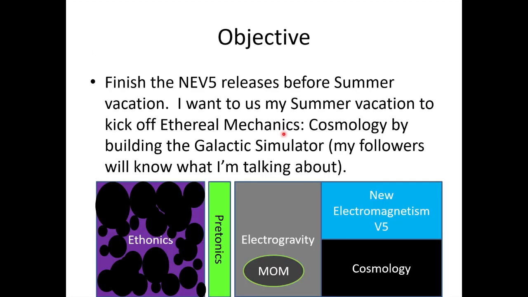The objective is I want to get all the New Electromagnetism V5 release done before my 2003 summer vacation, because I want to use my summer vacation to kick off the cosmology section of Ethereal Mechanics, and I want to start building the galactic simulators. My Patreon members should know exactly what I'm referring to.